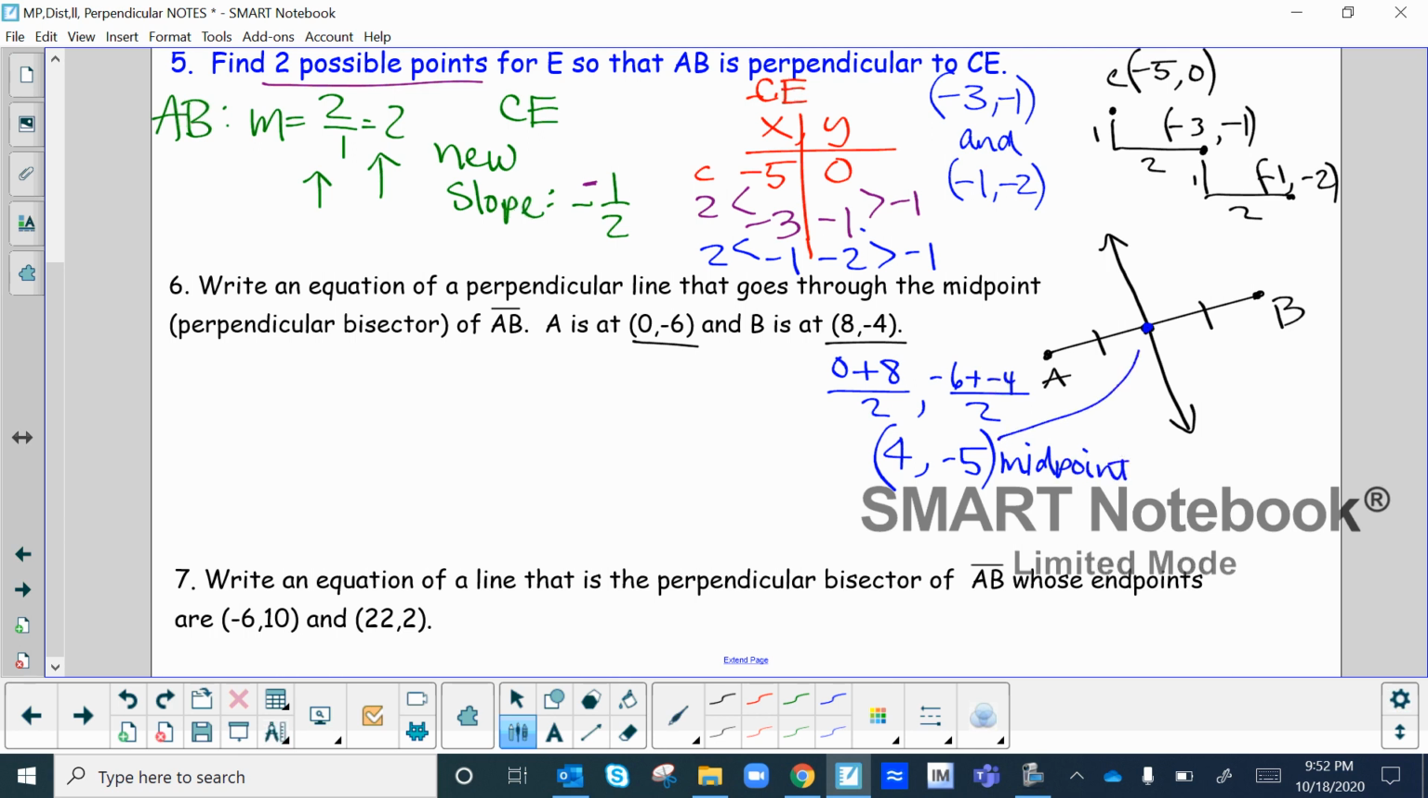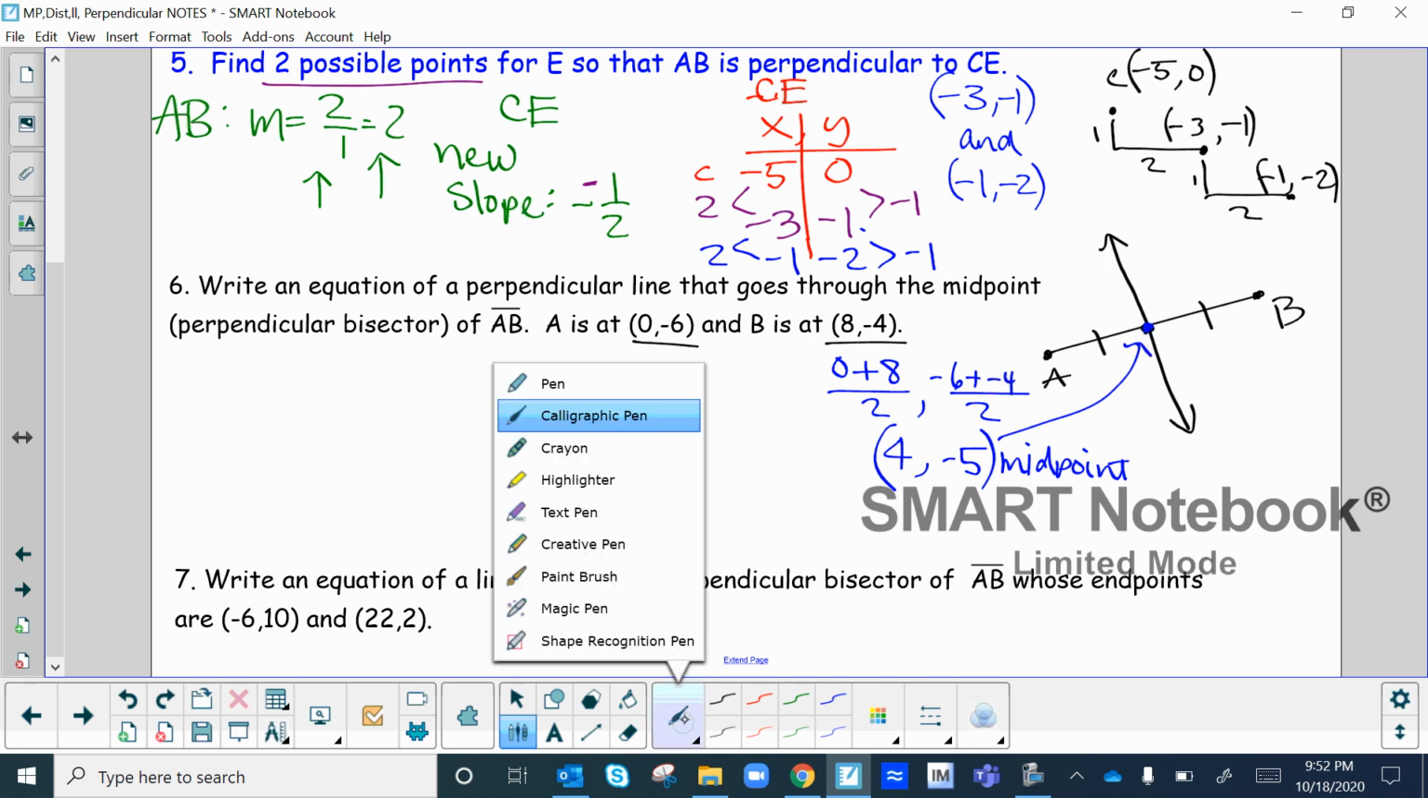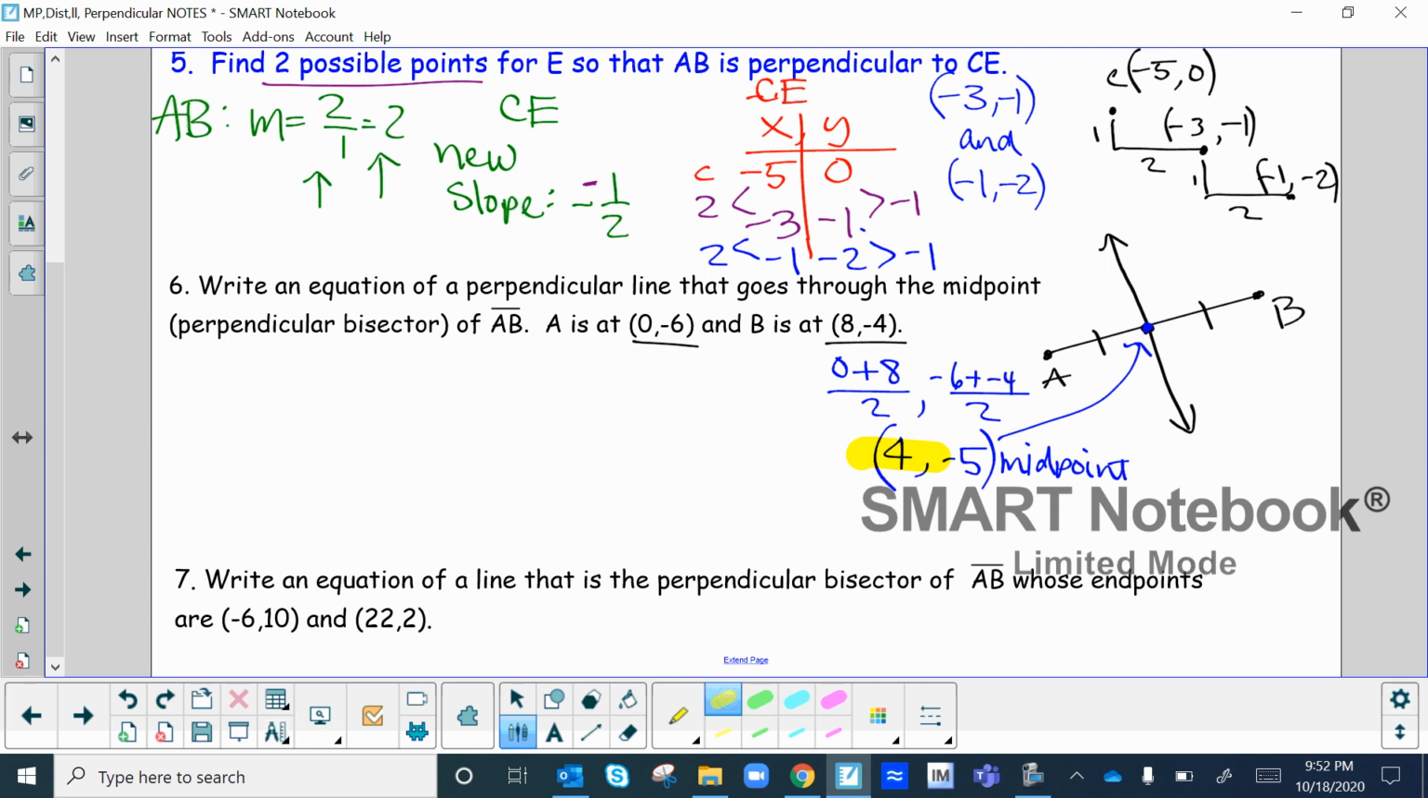Okay, so this is our midpoint. So I know that our equation is going to go through 4, -5. So I want to highlight that because that's important. So it's going to go through that point right there. And now I need to figure out what the slope is, okay? So the slope of AB is, I can figure it out using these 2 points. And once I figure out that slope, I want to do the opposite reciprocal because the other one is perpendicular. So now let's figure out the slope.